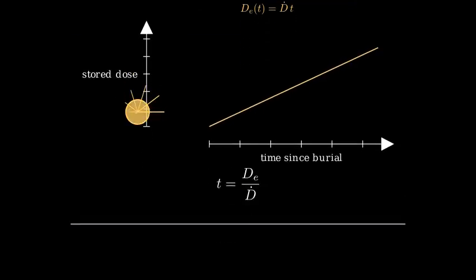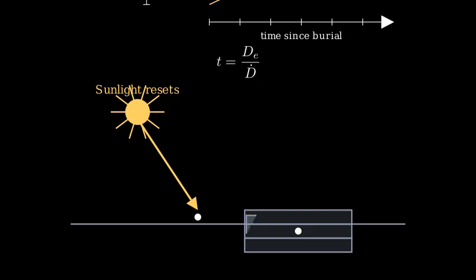Field sampling is done in darkness, often by driving a light-tight tube into a fresh section, then measuring dose rate from uranium, thorium, and potassium.